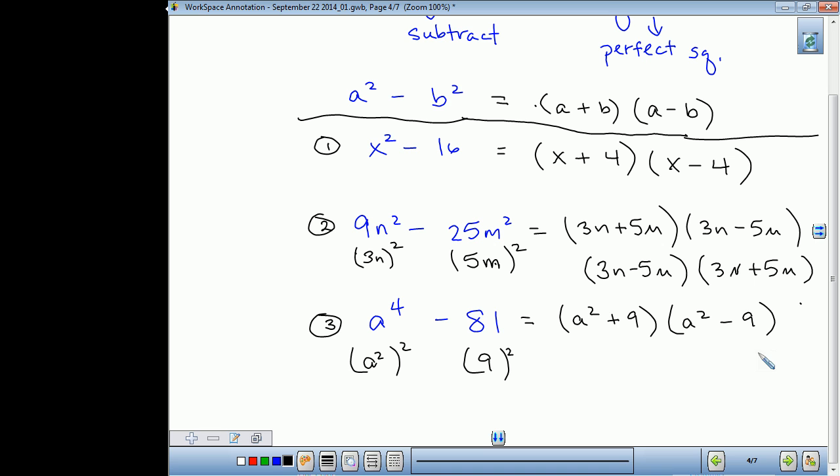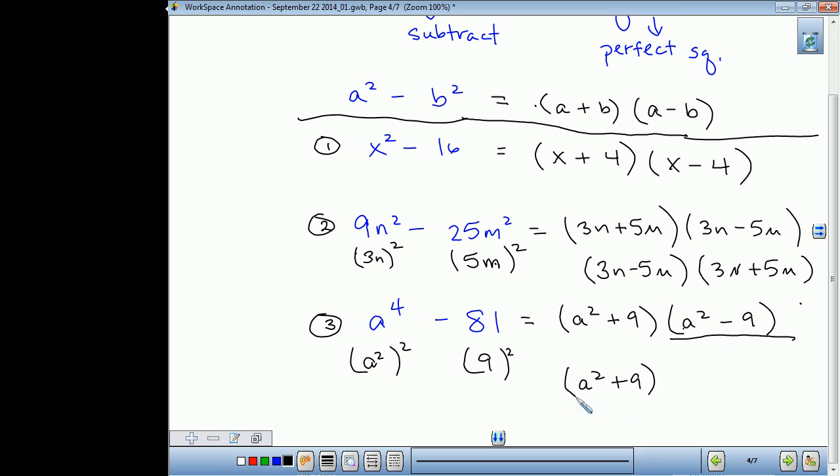You feel good about that? Yeah. Are we confident in this answer? Are we done with this answer? Yes. No. Are we? Why? Because a squared is not a perfect fourth, it is a squared, and a squared is a times a. Look at 9, 9 can go to 3. This one factors a little further.